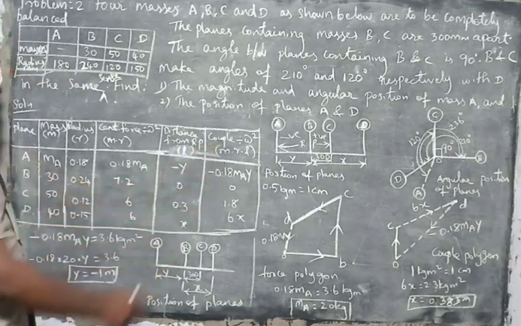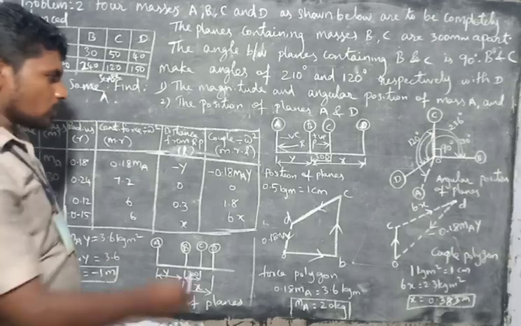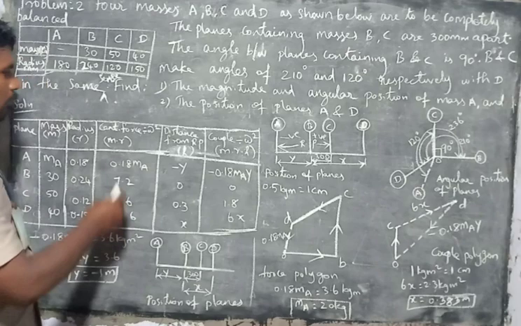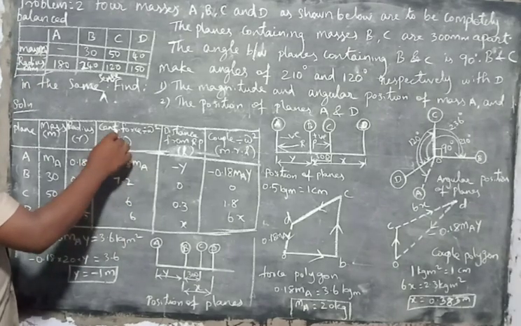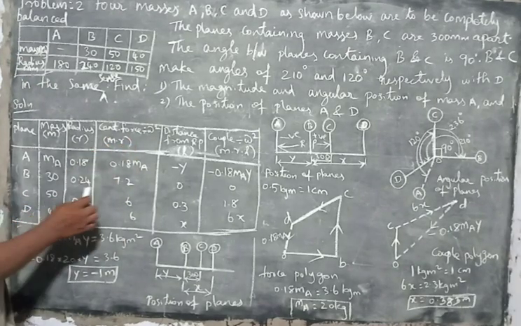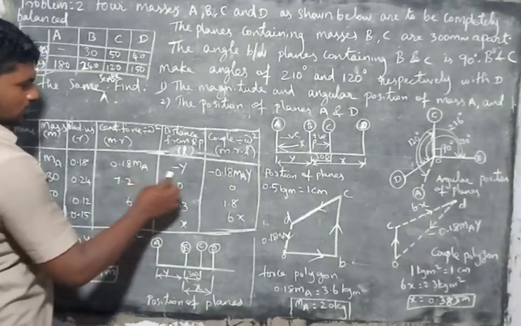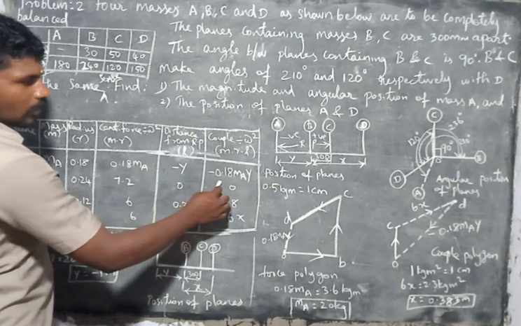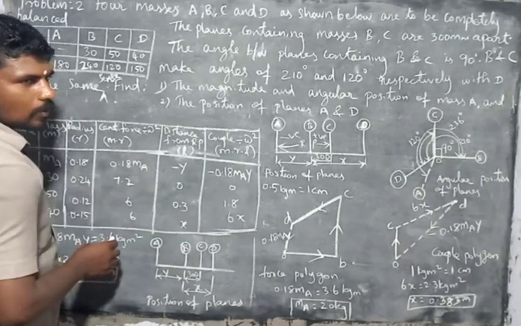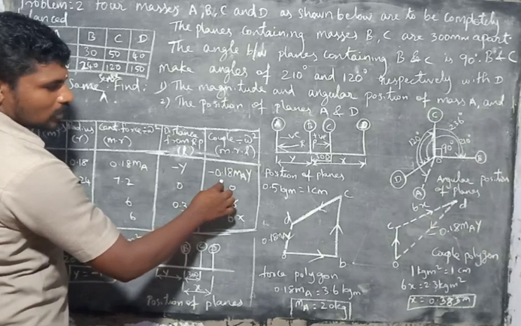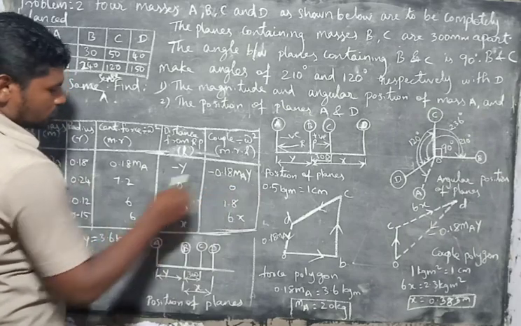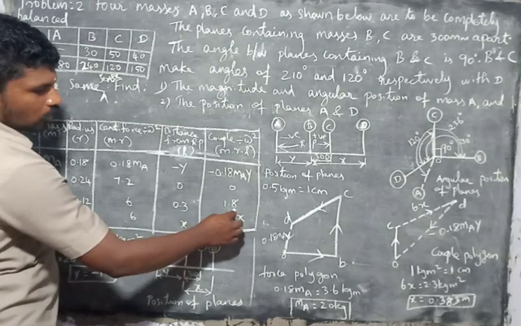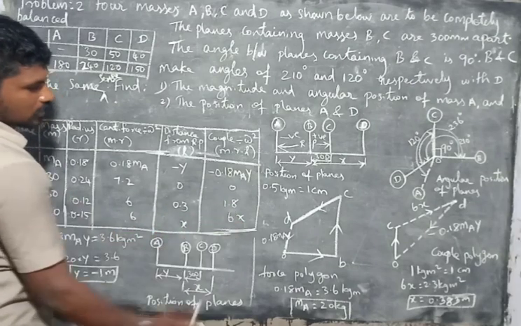Then how can we find the value of couple per omega square? We need to multiply M R into L. Already we multiplied M into R for the centrifugal force per omega square. So we multiply these two things, the centrifugal force per omega square value and the distance from the reference plane. Finally we got the couple per omega square. The value will be minus 0.18 M A for plane A, 0 for plane B, 1.8 for plane C, and 6x for plane D.